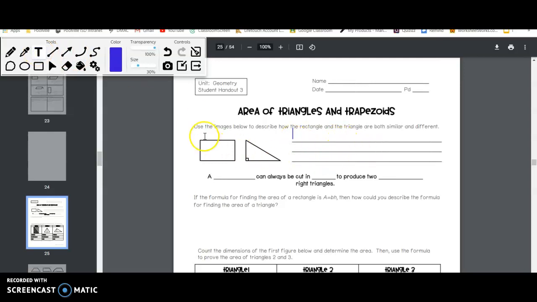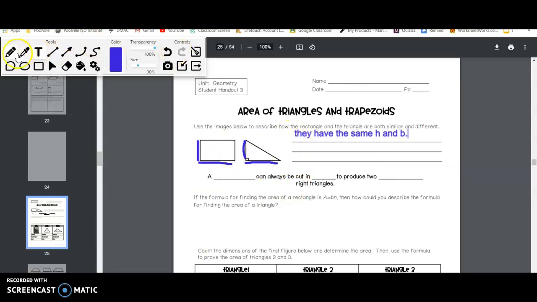So, boom, right here. Use the image below to describe how a rectangle and a triangle are both similar and different. Well, if we look at them, they have the same height. And they also have the same base. Okay, so we can put that right here. They have the same height and base, H and B.